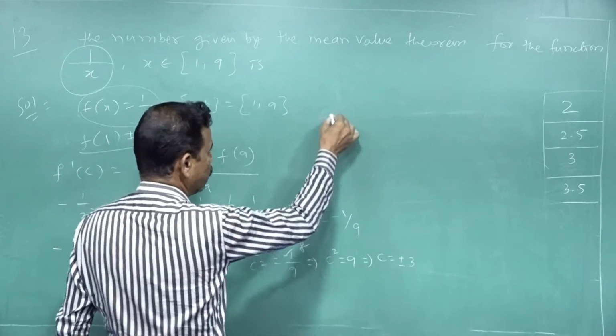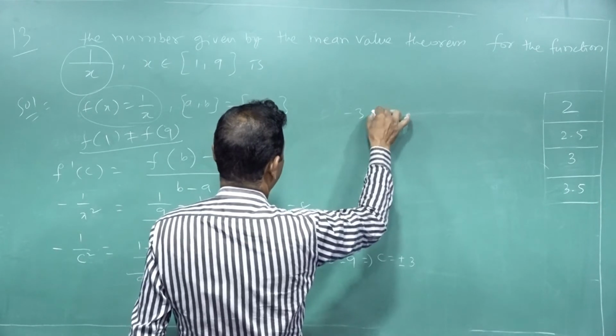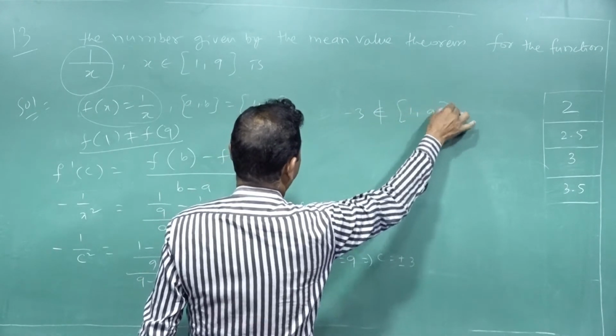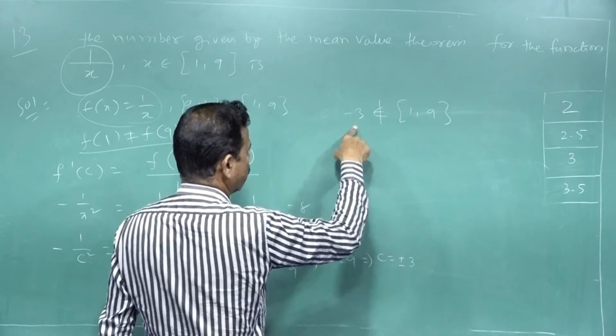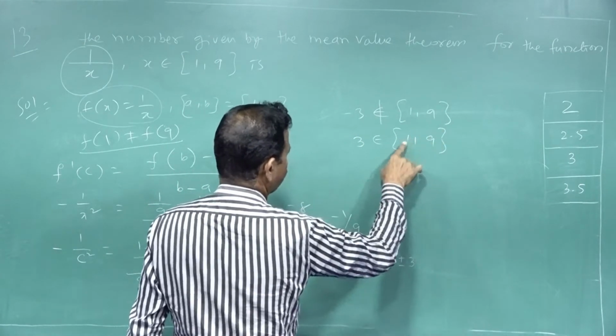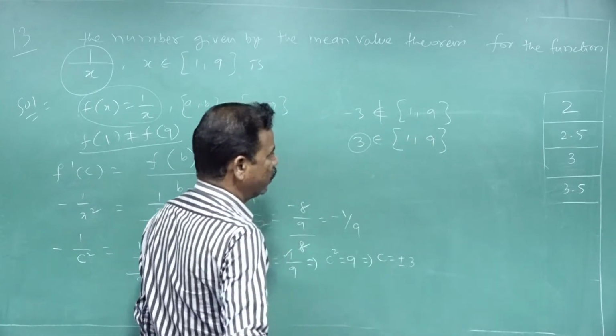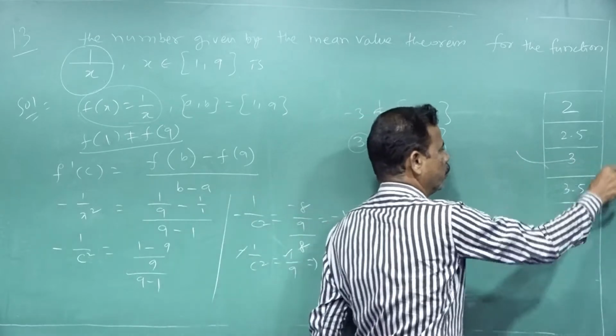So of these, does minus 3 belong to the interval 1 comma 9? Above 1, minus 3 is a negative value. 3 we consider. This belongs to 1 comma 9, between 1, 2, 3. So this value 3 is in the interval. That's why 3 is the right option.